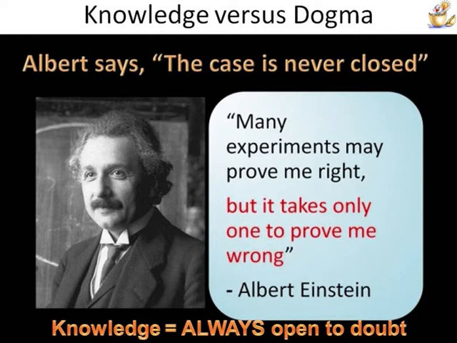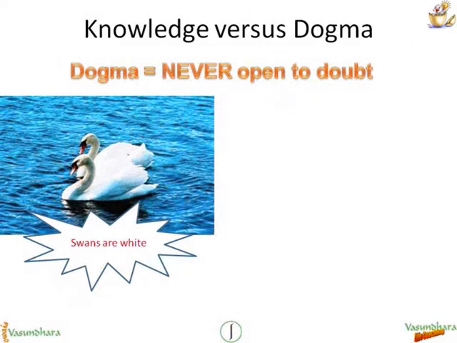Your model of reality can never be, I don't want to use the word perfect, but it cannot be true enough unless it is always open to doubt. That was knowledge. What does dogma do? Dogma is never open to doubt. Let's say if I am in the process of establishing a new dogma, I don't know, let's say Swanism, like Marxism, or Hansa Dharma, like, you know, any dharma that you want to talk about.